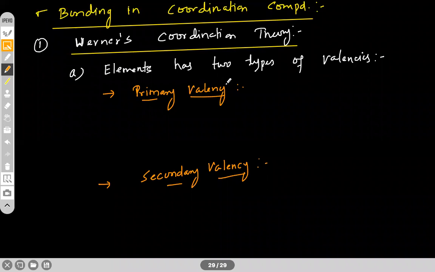Next point, you write down: the primary valency is satisfied by the negative ions, such as Cl minus, SO4 2 minus, the sulfate ion, etc. The primary valencies are satisfied by the negative ions, Cl minus, sulfate ions, all those things.